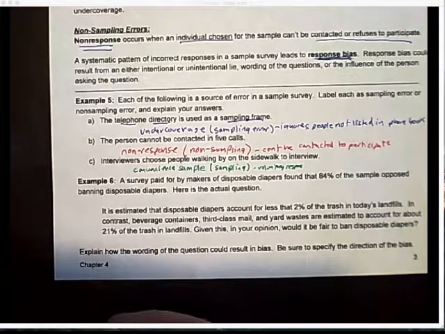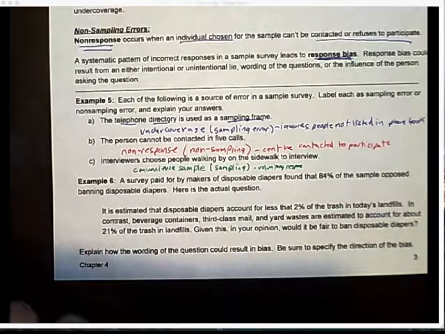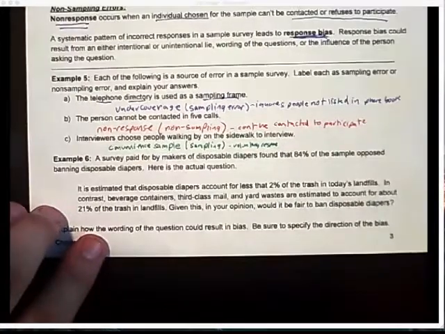Example 6, it says a survey paid for by makers of disposable diapers found that 84% of the sample opposed banning disposable diapers. Here's the actual question. It is estimated that disposable diapers account for less than 2% of trash in today's landfills. In contrast, beverage containers, third-class mail, and yard wastes are estimated to account for about 21% of trash in the landfills. Given this, in your opinion, would it be fair to ban disposable diapers? Okay. Explain how the wording of the question could result in bias. Be sure to specify the direction of the bias.